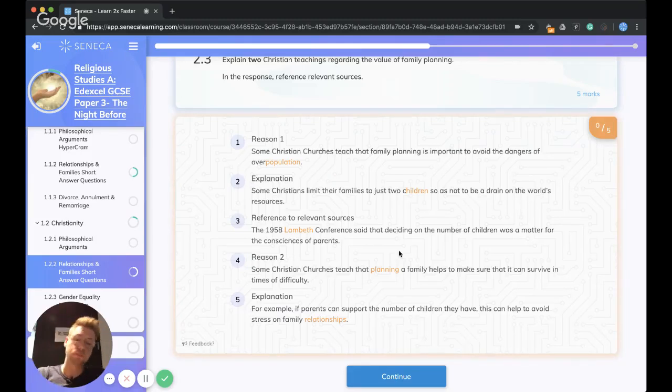Perfect. So again, that is how you structure that answer to get all 5 of those marks. Reason, explanation, give a nice little reference to a relevant source, and then we do it again, reason 2, explanation. So bam, amazing. A good one to remember for Christianity is that 1958 Lambeth Conference.